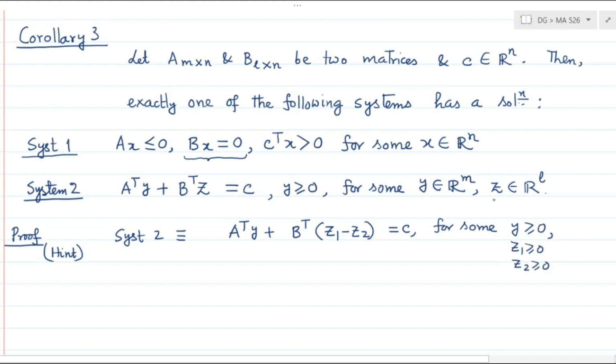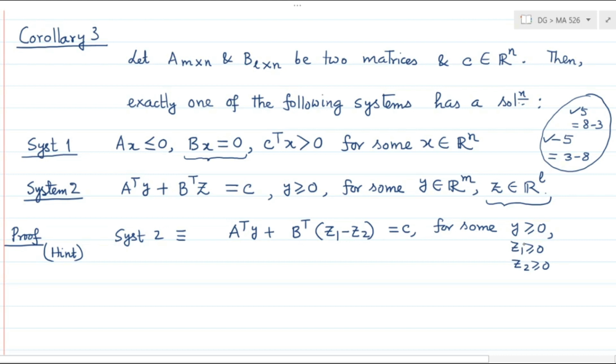We note that any Z that is unrestricted can be written as the difference of two non-negative quantities. For instance, let's suppose minus 5, then we can write it as 3 minus 8. 3 and 8 both are non-negative quantities. For a positive quantity, 5 also can be written as 8 minus 3. Both are non-negative quantities, right? So any value unrestricted in sign, positive or negative, can be written as a difference of two non-negative quantities. Fine, Z1 minus Z2.